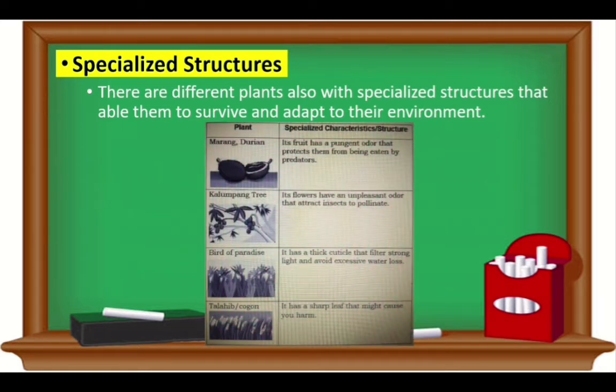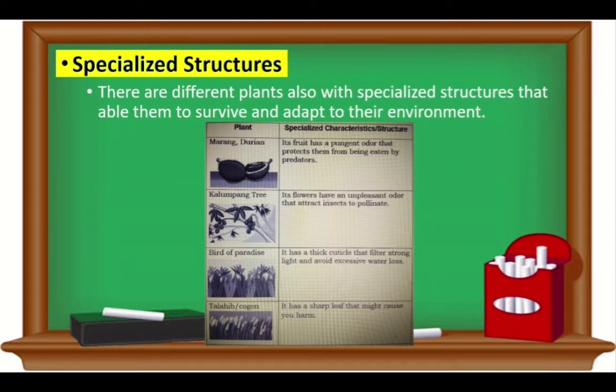We have durian. Its fruit has a pungent odor that protects it from being eaten by predators. Next, we have kalumpang tree. Its flowers have an unpleasant odor that attracts insects to pollinate. Next, we have bird of paradise. It has a thick cuticle that filters strong light and avoids excessive water loss.